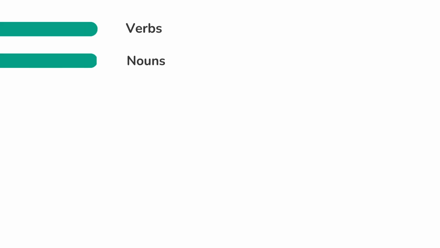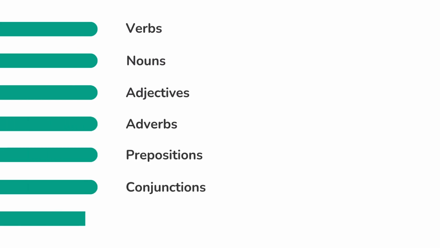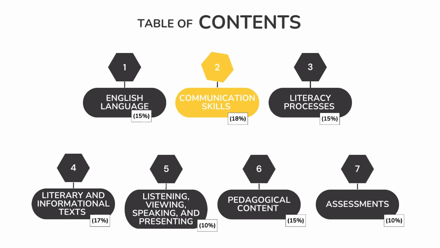Correct grammar conventions also include proper usage of verbs, nouns, adjectives, adverbs, prepositions, conjunctions, and transitional words like furthermore, but also, therefore, and finally. For now, though, let's set our sights on Competency 2, communication skills. This section covers the various forms of writing, like narrative, argumentative, and expository, and the techniques associated with each.